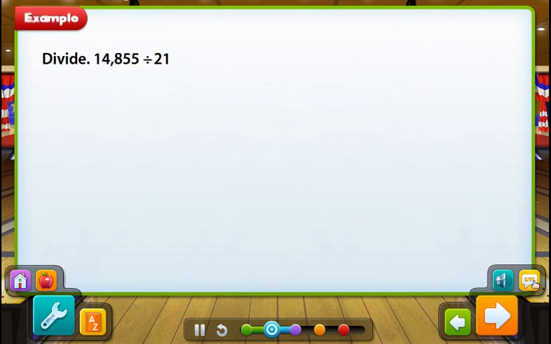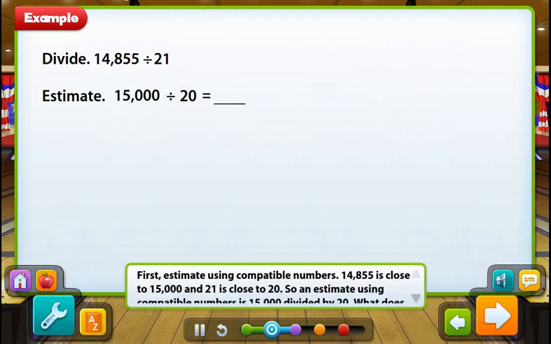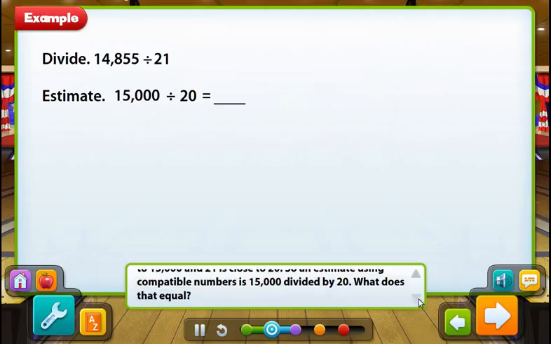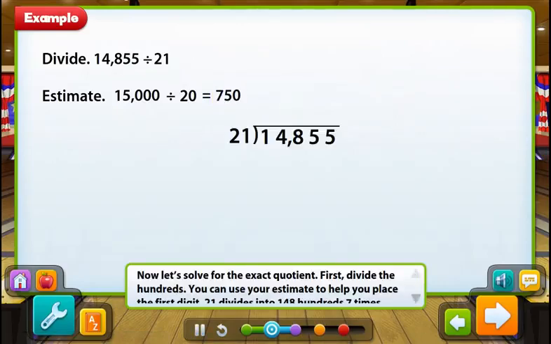Now let's look at another example of division. Let's divide 14,855 by 21. First, estimate using compatible numbers. 14,855 is close to 15,000, and 21 is close to 20. So an estimate using compatible numbers is 15,000 divided by 20. What does that equal? 750. Now let's solve for the exact quotient.